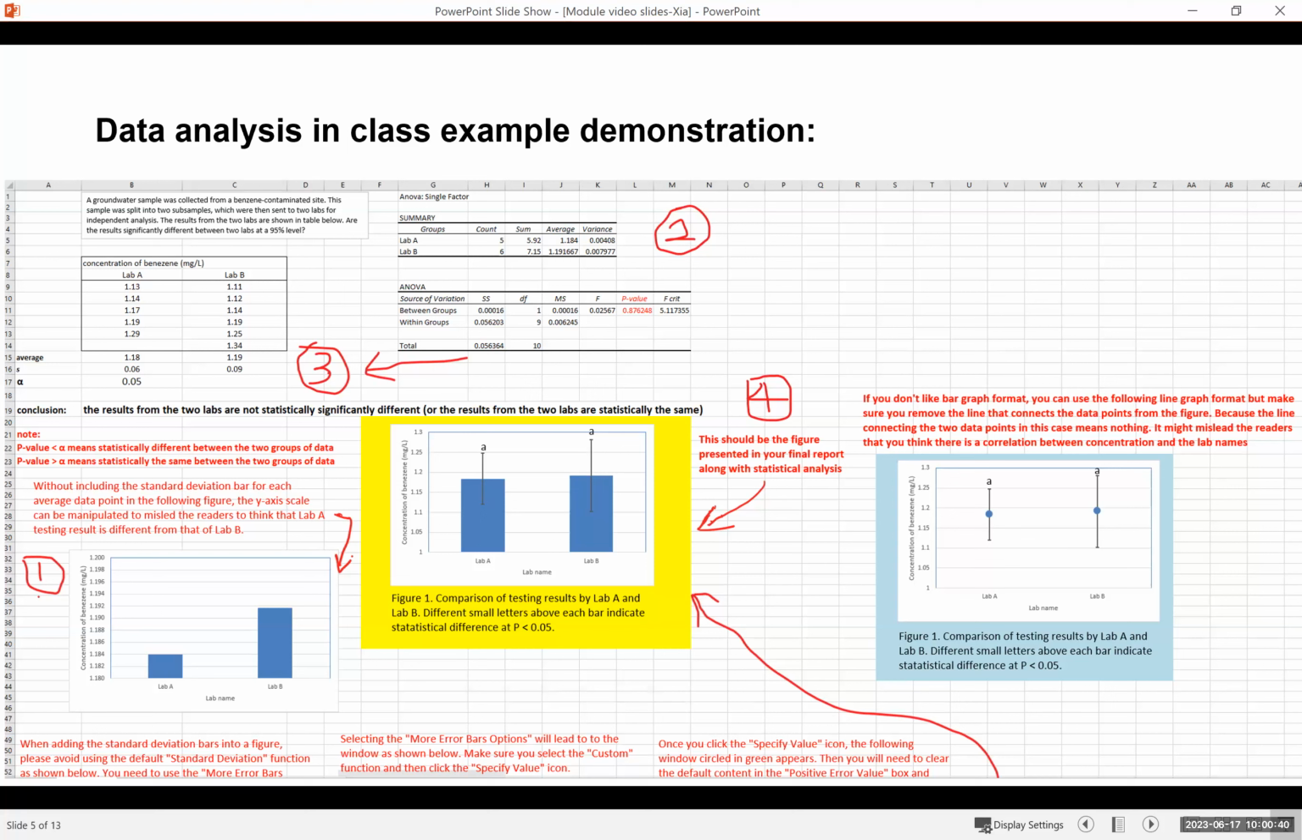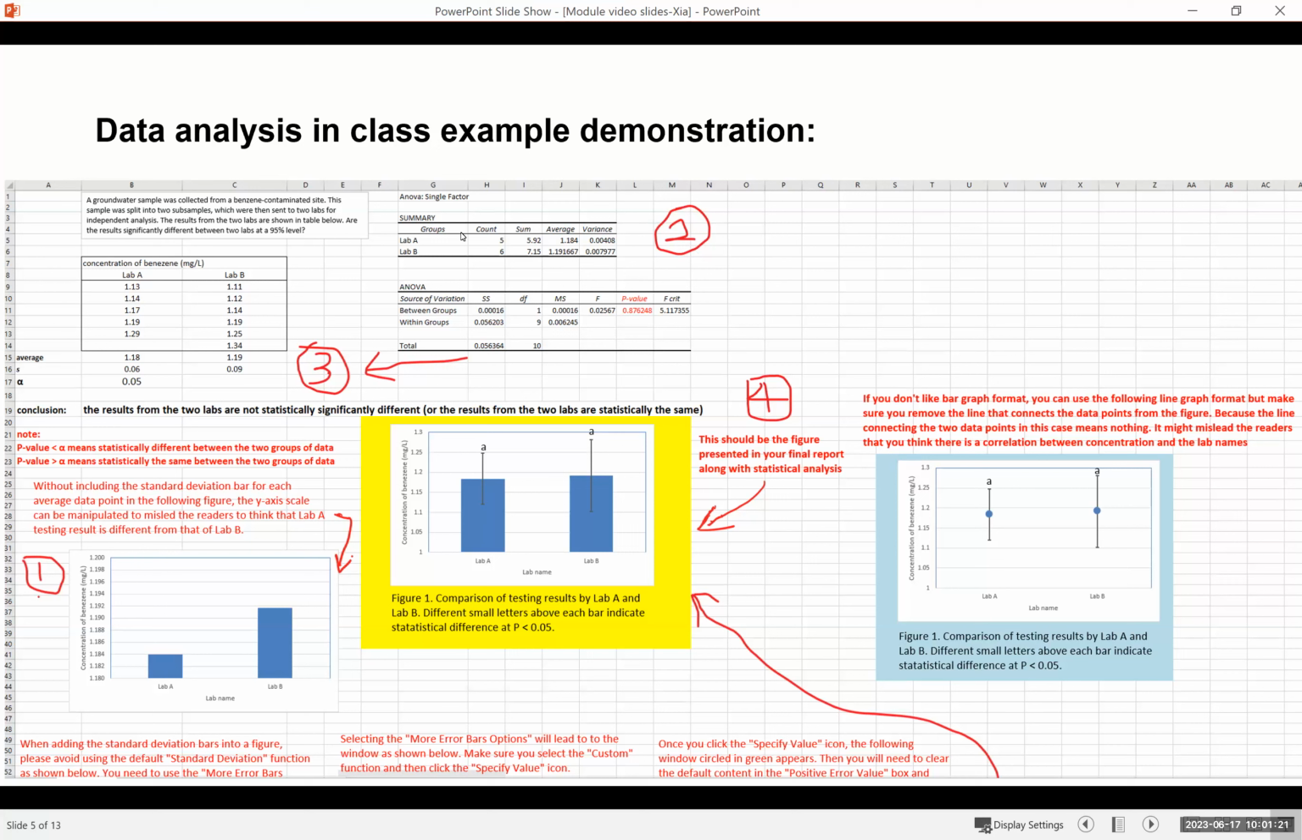So this is the demonstration how to analyze the given data set. I began with demonstrating to the students that if you manipulate Y scales, it's easy to show that it looks like the data set from lab A is different from data set of lab B because the Y scale is so fine. Now, is this the correct conclusion or not? Well, we have to rely on statistical analysis.